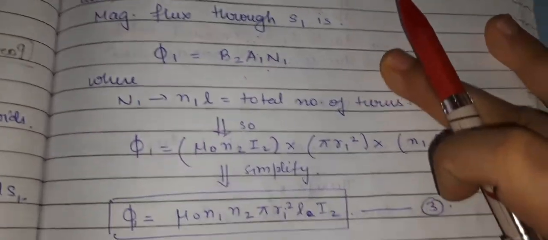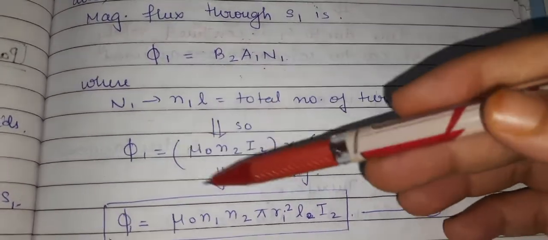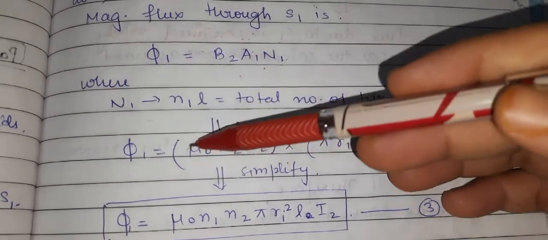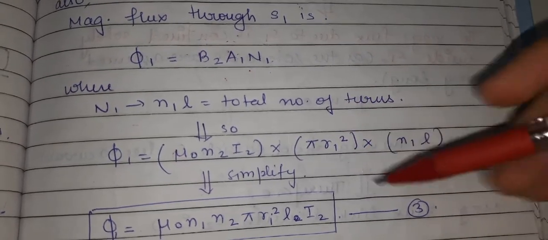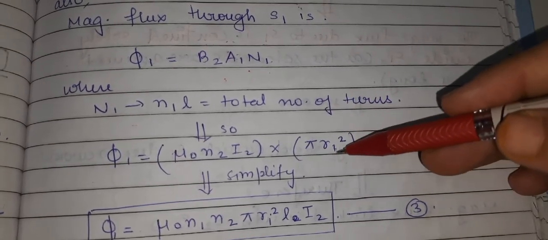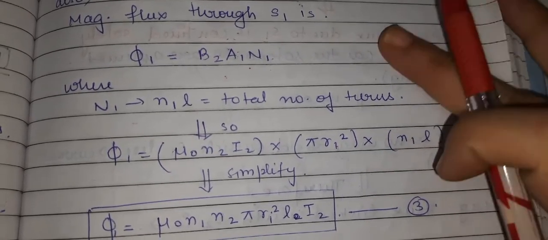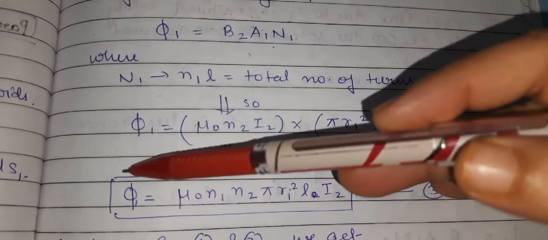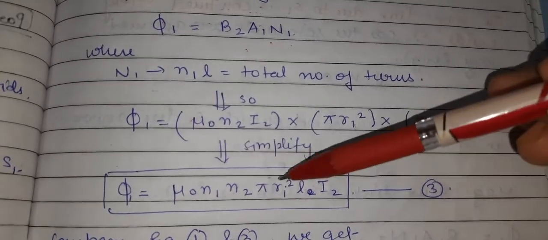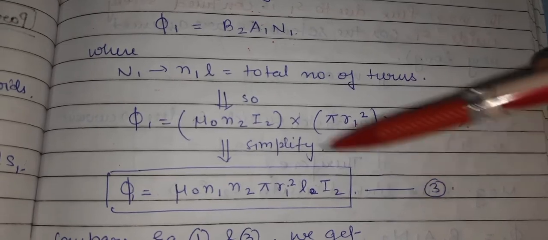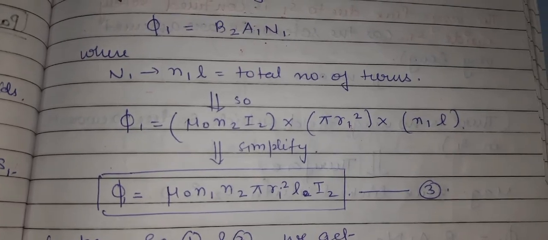So after putting each and every value, how much flux am I getting in the first solenoid? This is the value of the magnetic field in the second solenoid, B2, that is mu naught N2 I2, multiplied by the area of that solenoid, that is pi r square. Since we are talking about the first solenoid, we are taking R1 here, and now multiplied by the total number of turns, that is N1 into L. After simplifying, the flux produced in the first solenoid is equal to mu naught N1 N2 pi R1 square L into I2. This is the full-fledged formula of the magnetic flux which is produced in the first coil.